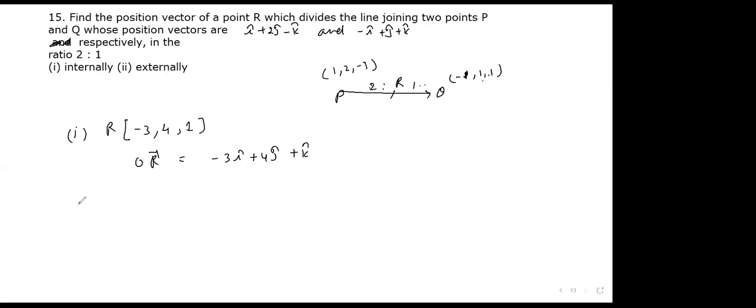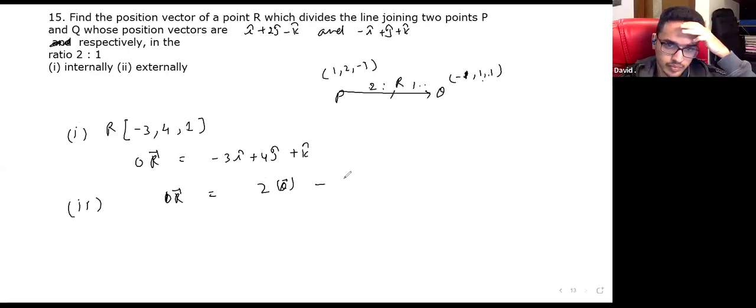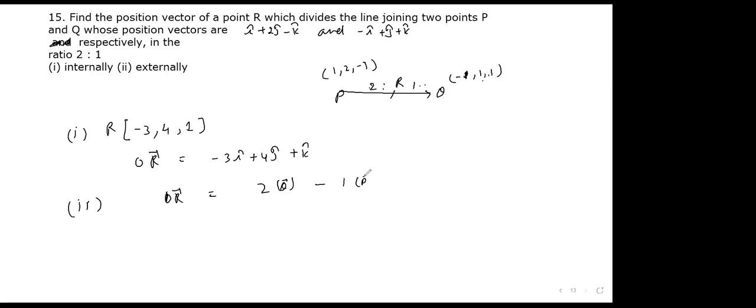And for the external section, the position vector of R is 2 times the Q vector minus 1 times the P vector, divided by 2 minus 1. So this will be 2 times minus 1, that is minus 2, minus 1, minus 3i cap.